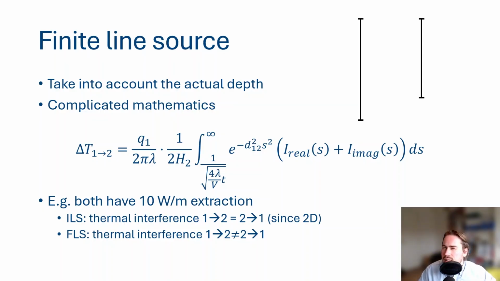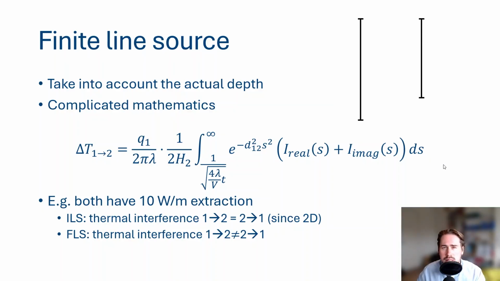Now for the finite line source, this is not the case. And this is reasonable, because if you say, well, this is borehole 1, and borehole 1 is bigger than borehole 2. Of course their specific heat extraction rate is the same, but since this one is bigger, the influence of borehole 1 on borehole 2 will be bigger than the other way around. So this is something you can take into account with the finite line source assumption.